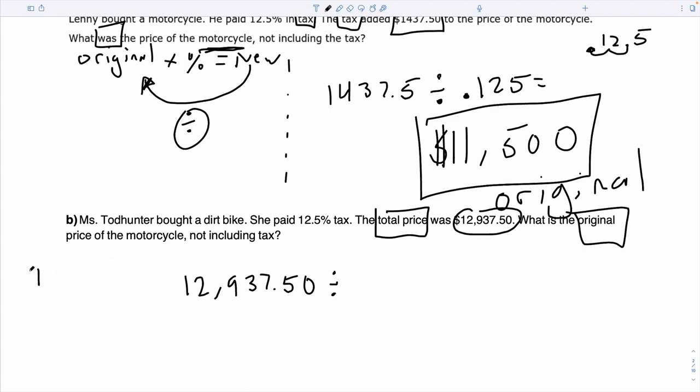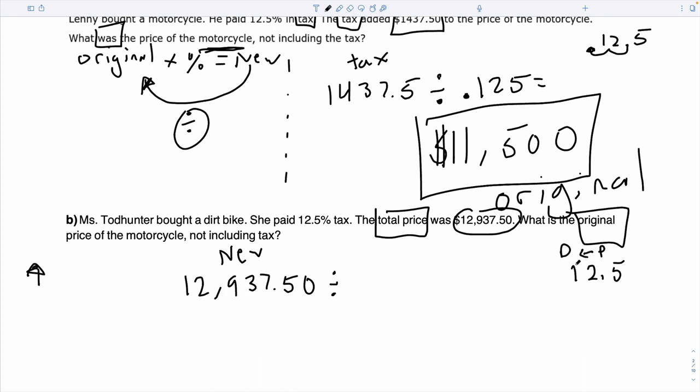This is a markup. You had tax before. Now you have the new price. What do I divide by? It's not 0.125. What would I have to change? I'm not just dealing with tax. Alexis? Not quite. We're still going from percent to decimal, so I still want to move that way in the alphabet.